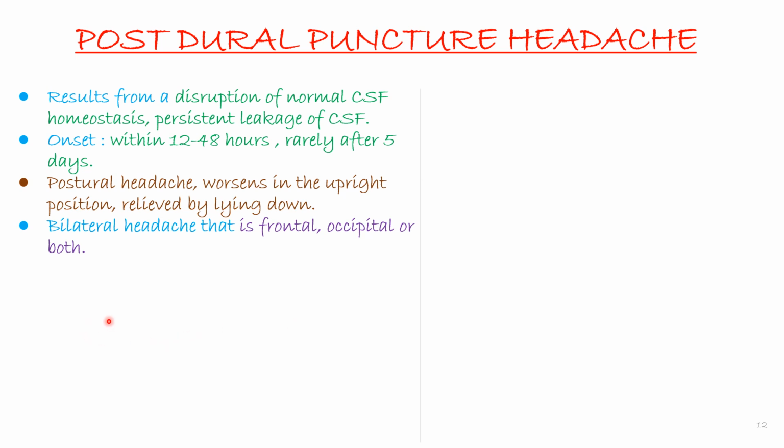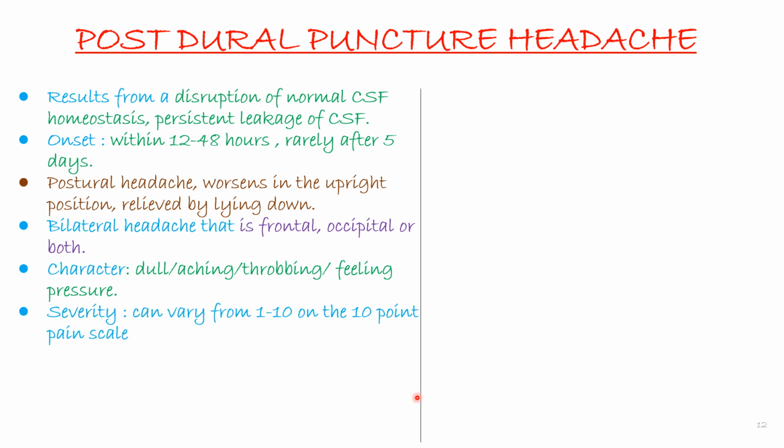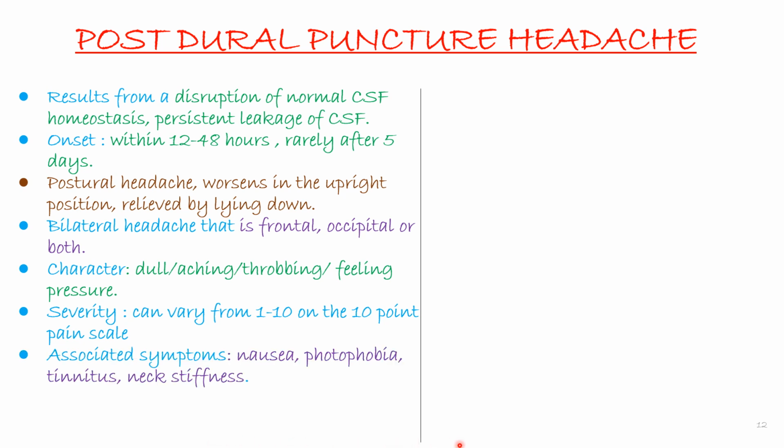The headache is usually bilateral, frontal, occipital, or both. The character of the headache is usually dull, aching, or throbbing, or the patient can say that he or she is feeling pressure. The severity can range from 1 to 10 on the 10-point pain scale, and the associated symptoms include nausea, photophobia, tinnitus, and neck stiffness.